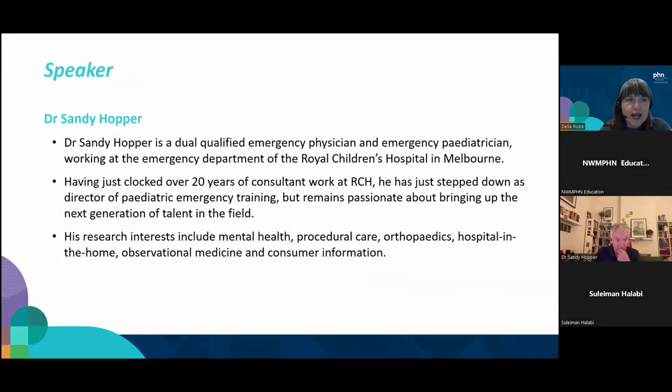I am now going to hand over to Dr. Sandy Hopper. Now, Sandy is a dual qualified emergency physician and emergency paediatrician working at the emergency department of the Royal Children's Hospital in Melbourne. Having just clocked over 20 years of consultant work at RCH, he has just stepped down as Director of Paediatric Emergency Training. I did not realise that, Sandy, but he remains passionate about bringing up the next generation of talent in the field, which includes you. His research interests include mental health, procedural care, orthopaedics, hospital in the home, observational medicine, and consumer information. I am now going to hand over the reins to you, Sandy.